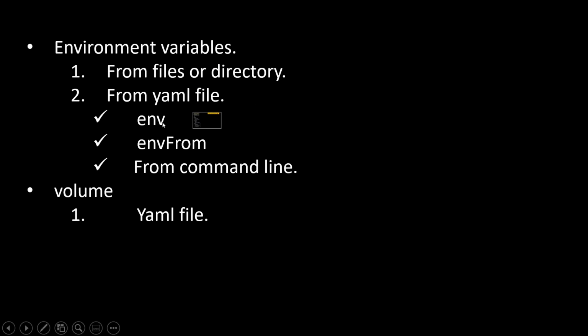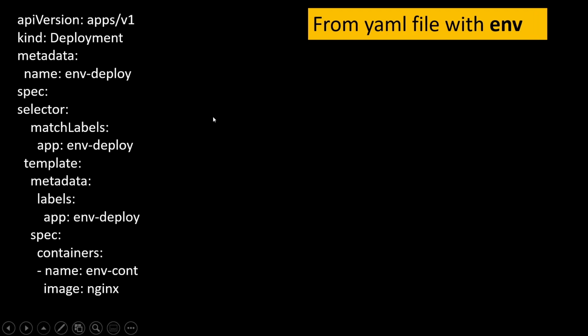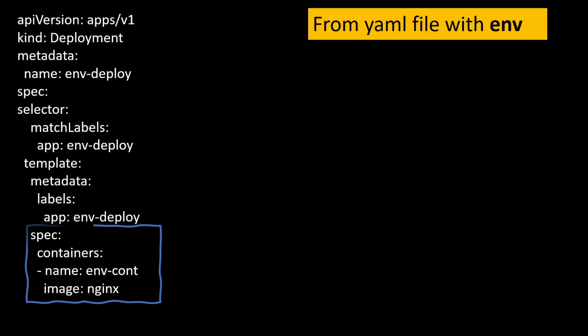From the command line, we have env syntax. So let's explore this one. This is our simple deployment YAML file, or you can say that manifest file. One can notice the kind equal to deployment. In this spec section, we have some information about the container. If we want to insert the variable by using env syntax, we have to adhere the parameters.